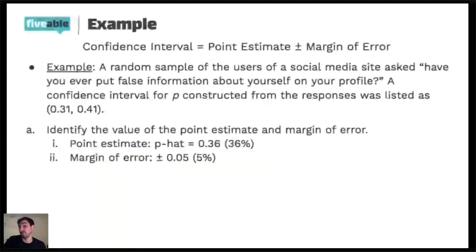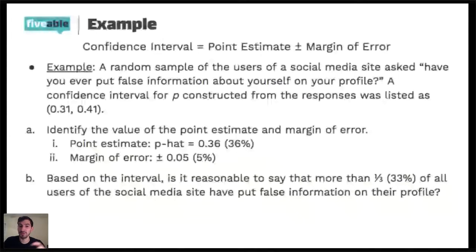And so a follow-up question, and this is the one that was similar to the free response question on the AP exam: is it reasonable to say that more than 1/3 of all users of the social media site have in fact put false information on the profile? Based on this interval, can we say that more than 1/3 of all users have put false information? You can give me a yes, a no, a yes with a reason, a no with a reason, or just a guess.